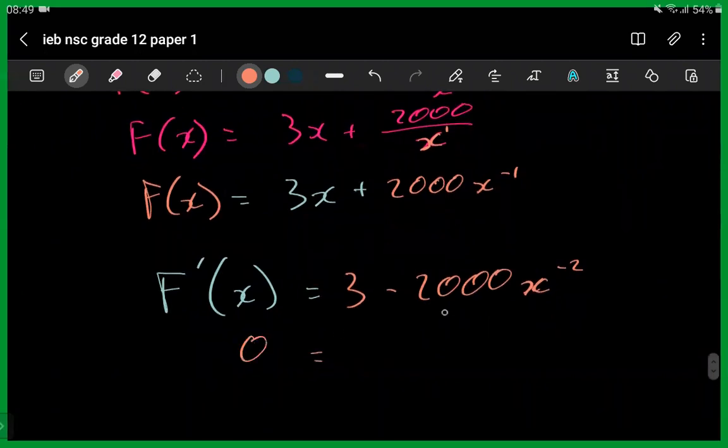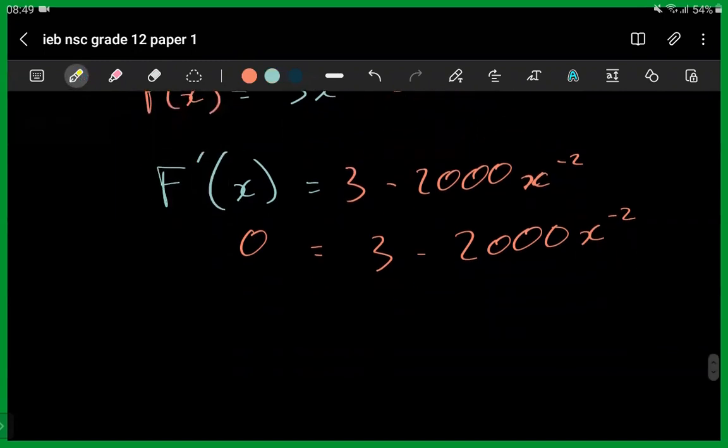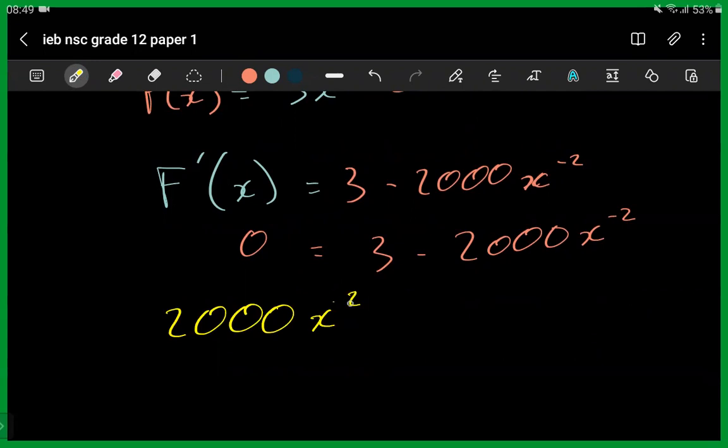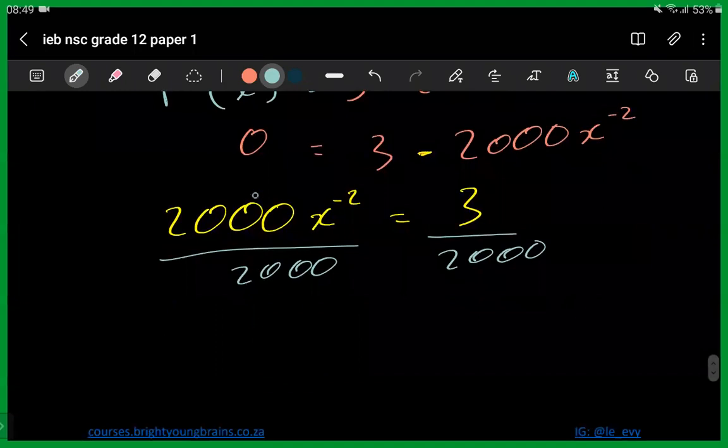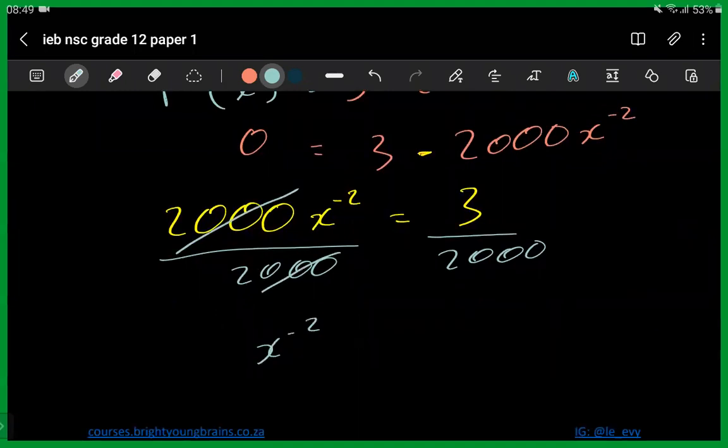Now this, you need to make it equal to 0, you see. 3 minus 2000 x to the power of negative 2. Fortunately, you don't have to worry about the negative 2 there. This can just go over to the left side. It becomes a positive 2000 x to the power of negative 2. Remember, moving it to the other side does not affect your exponent. It only affects the value here. It affects the sign here. So you're going to divide both sides by 2000 here. And then obviously now you can just solve for x.